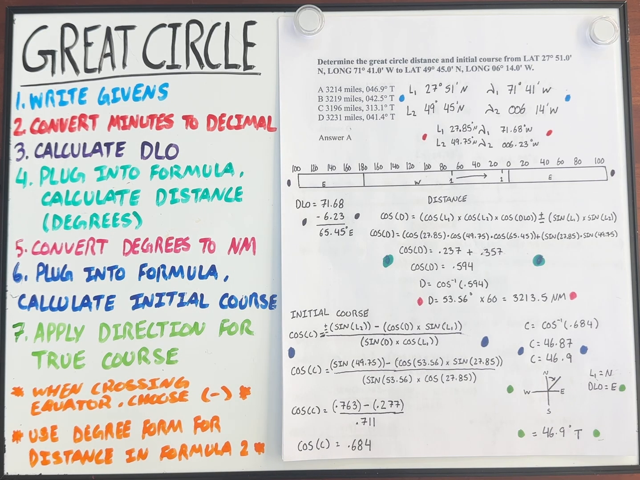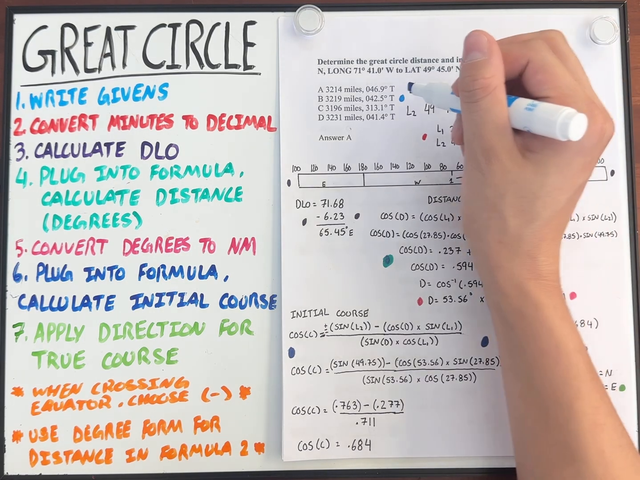So step one is to always write our givens. I always like to take the pertinent information from the question and write it down in a way that I best view it. So just our lat 1, lat 2, longitude 1, longitude 2. This is step number 1.